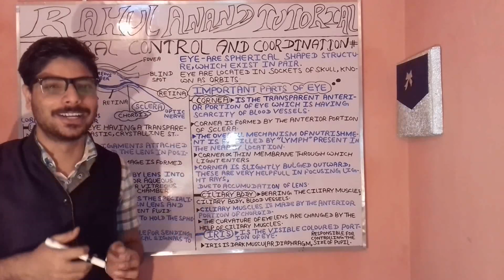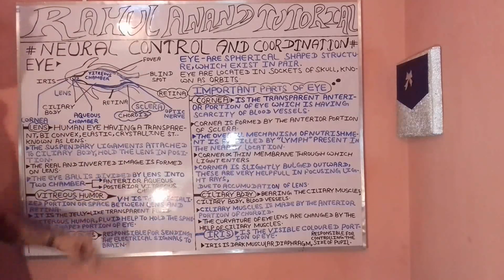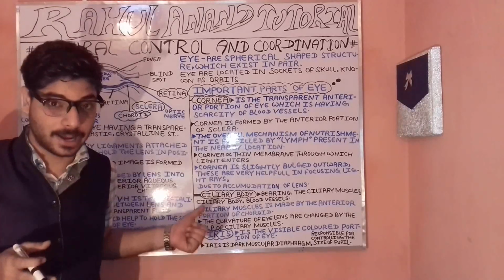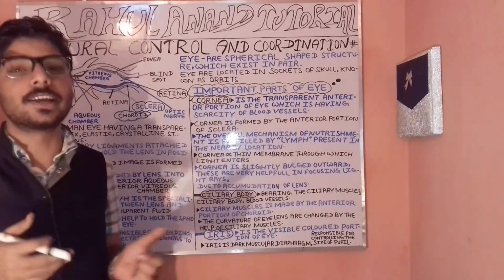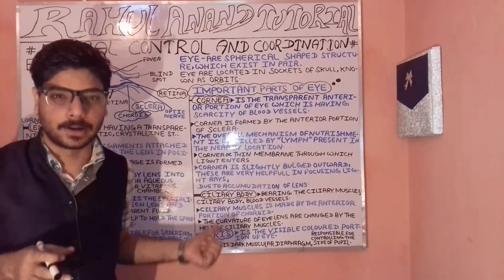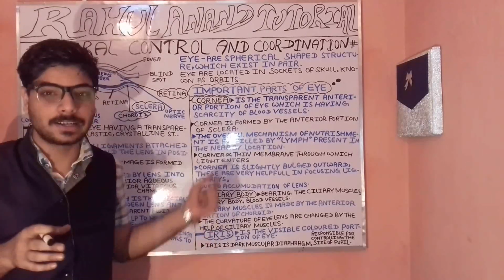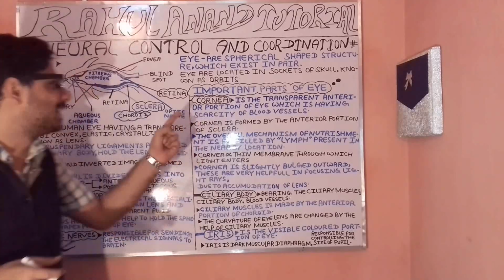You could find it on the board here. These are the anterior aqueous chamber, as well as the posterior vitreous chamber. You could often find this specialized portion as well as the region here.